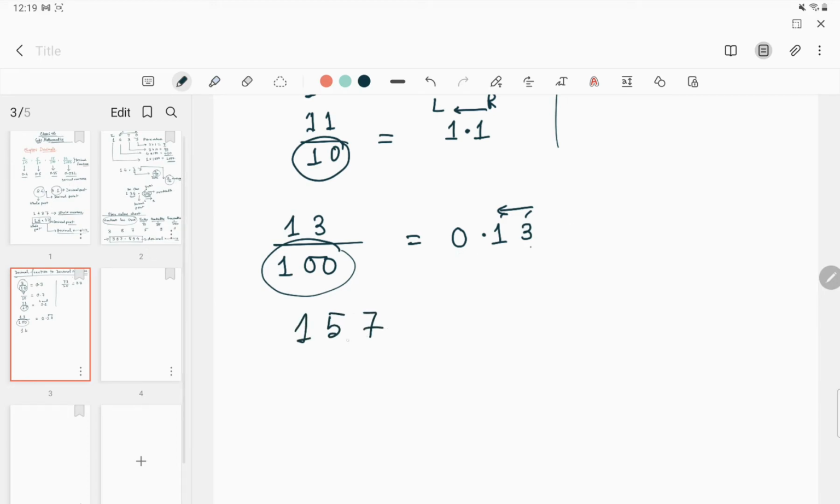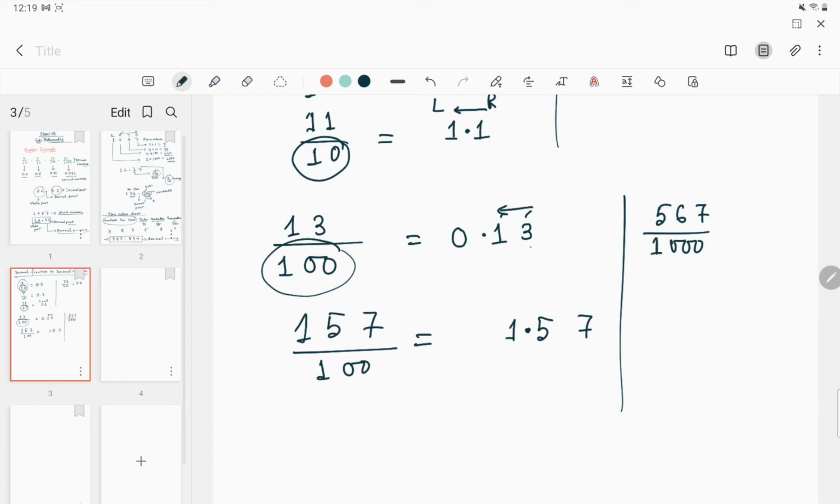If I give you 157 by 100, how many zeros? 2 zeros. So simply write down 157 and put the decimal after the 2 digits starting from the right side. So this is simply 1.57. For the case 567 by 1000, for the thousandths decimal place, the method will be the same. Write down the numerator and put the decimal after the 3 digits starting from the right side. Just to represent this you have to put 0 before the decimal point. So this is 0.567.